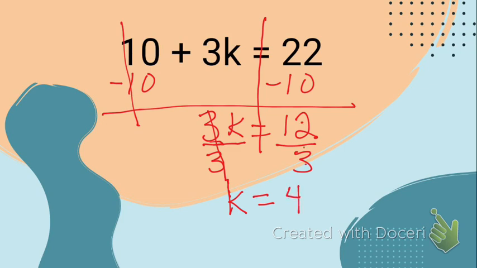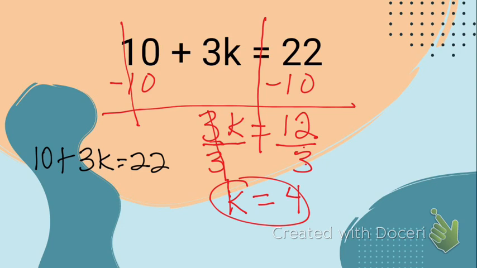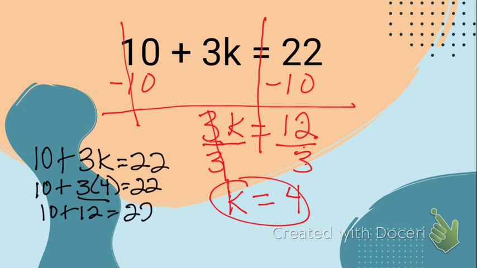k equals 4. Now we substitute. I'm going to change color of ink so that we can tell exactly what I'm doing. So I'm going to say 10 plus 3k equals 22. I'm going to substitute 4 in there for k. 10 plus 3 times 4 is 22. Now we go back and use our order of operations. 3 times 4 is 12. 10 plus 12 equals 22. Is that a true statement? Yes, that means my answer is true. That is a solution.